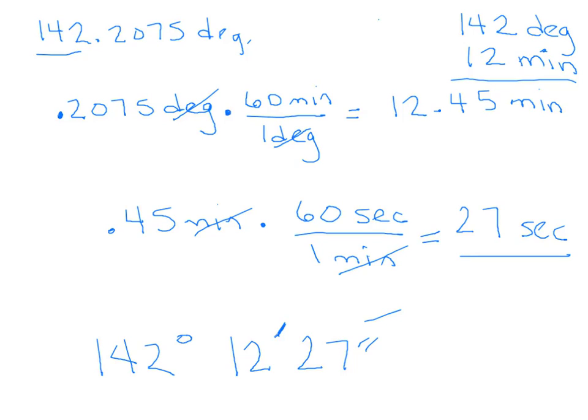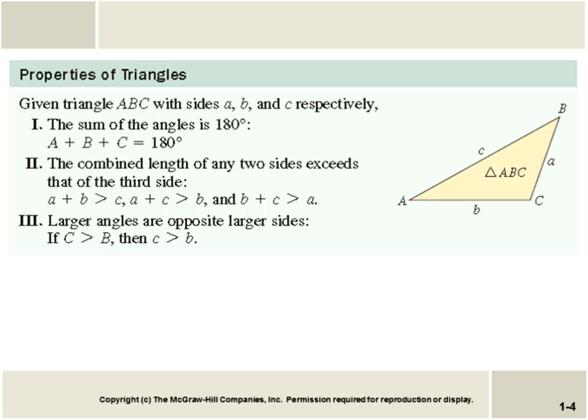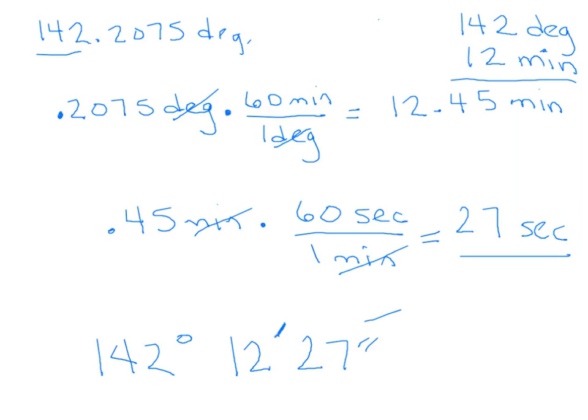Again, this is all conversions. Most of 5.1 is conversions. Everybody gets really freaked out about 5.1. It's very simple. Where did the 142 come from? We started with 142. If we're trying to change degrees to degrees, minutes, and seconds, well, the 142 is already degrees. So we don't have to change it at all. Does that make sense? We just have to change the decimal part. Okay, good. We just have to change the decimal part to minutes and seconds.